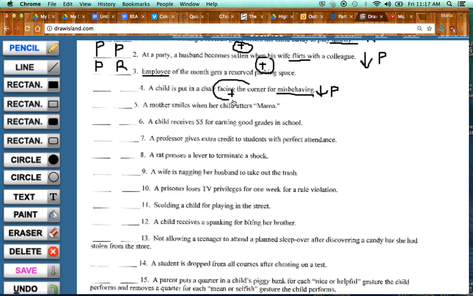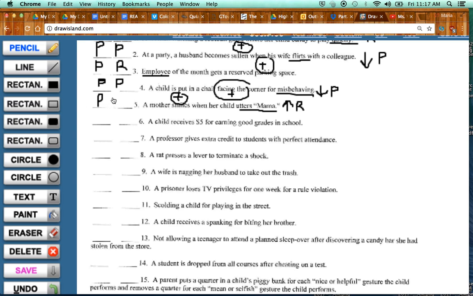Number 5, a mother smiles when her child utters mama. Well, I brought that example up a bit earlier with the child saying the first word. That would be positive reinforcement because you want the child to increase that behavior, so that's reinforcement. And you do that by rewarding with the smile, so that would be positive reinforcement. Awesome.